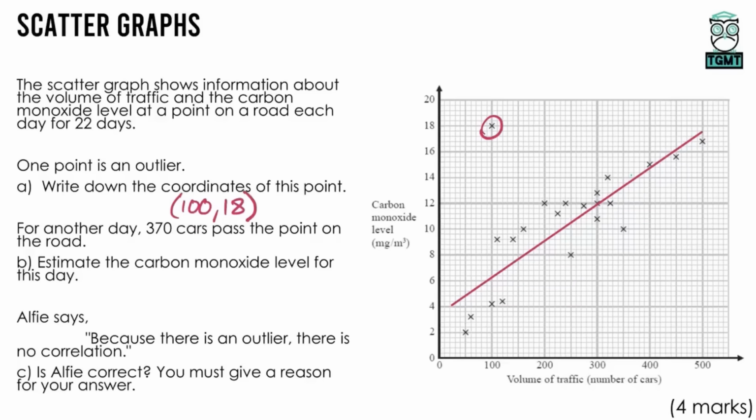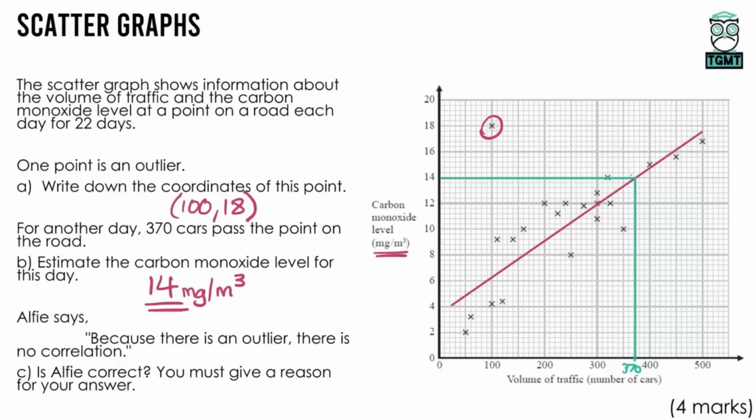For another day, 370 cars pass this point, and this is about the carbon monoxide levels for a certain amount of cars. It says estimate the carbon monoxide level for this day. So we need to find 370, which is 3 squares before 400. Make sure that you check the scale. This is 370. And then we're going to go up to the graph from 370, and then we're going to go across from that point, drawing that with nice straight lines. Now mine comes out as 14. Yours might be slightly above or below that, but mine came out as 14, and that's in milligrams per meter cubed, which I've just spotted on the axes there.